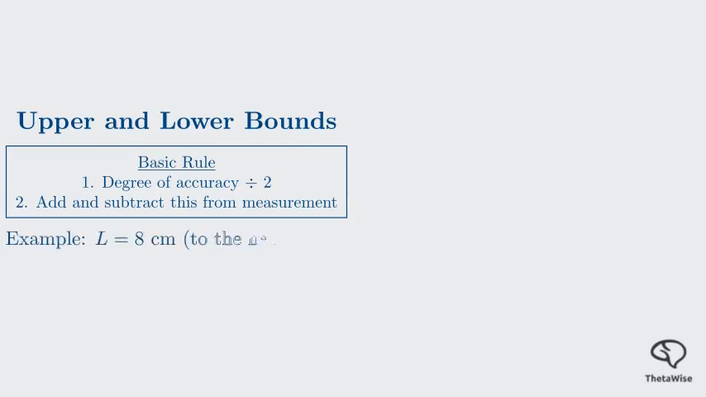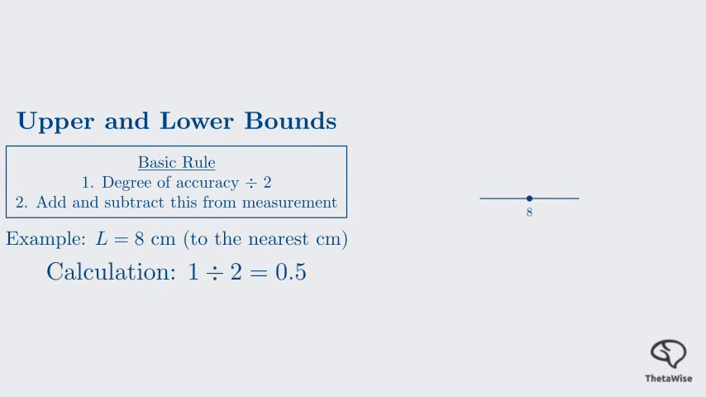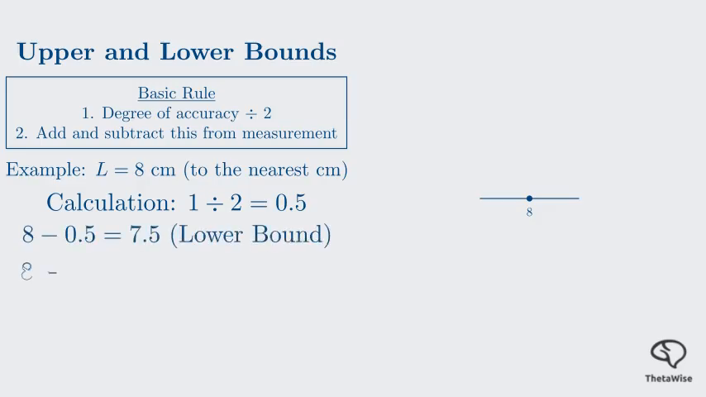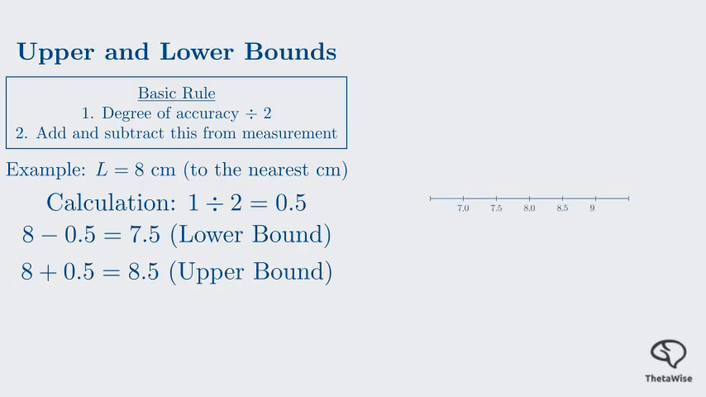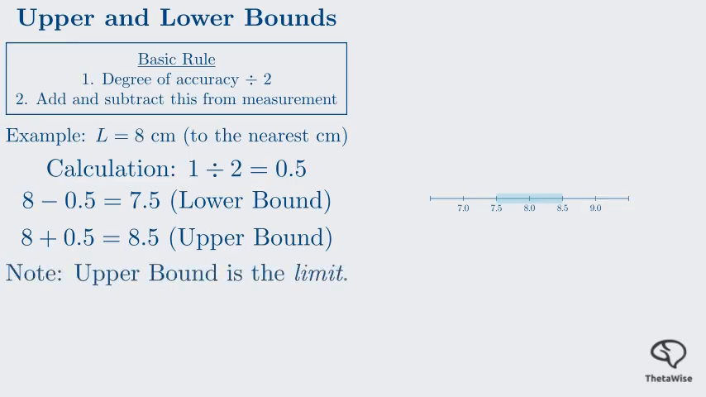For example, if a length is given as 8 centimeters, measured to the nearest centimeter, our degree of accuracy is 1 centimeter. Dividing this by 2 gives us 0.5. Subtracting 0.5 gives a lower bound of 7.5, and adding 0.5 gives an upper bound of 8.5. Notice that any number from 7.5 up to, but not including, 8.5 would round to 8. In IGCSE exams, we use 8.5 as the upper bound, even though 8.5 itself usually rounds up to 9. We treat it as the limit of the values.